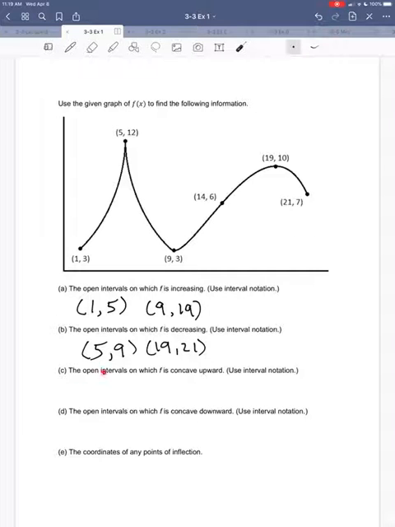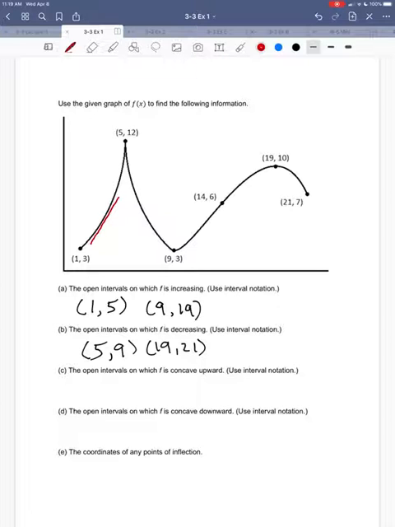Alright, so part C, the open intervals on which it's concave upward. Concave upward, we can think of a couple ways, either that it's sort of like a bowl-shaped facing up, or that a tangent line would be below the curve. And so when I look at this here, I see that if I would draw a tangent line along there, that would be below the curve.